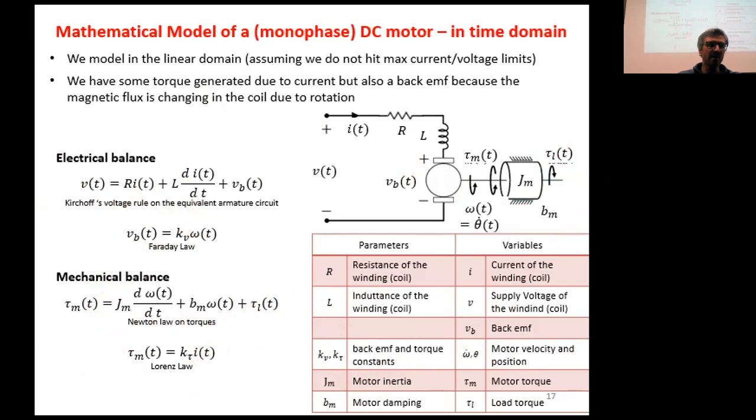And the connection is given by the Lorentz law. We said that a current passing through a conductor immersed into a magnetic field is generating a couple of forces, and that creates a torque. So the proportionality between the motor torque and the current is given by k tau, that is called the torque constant.